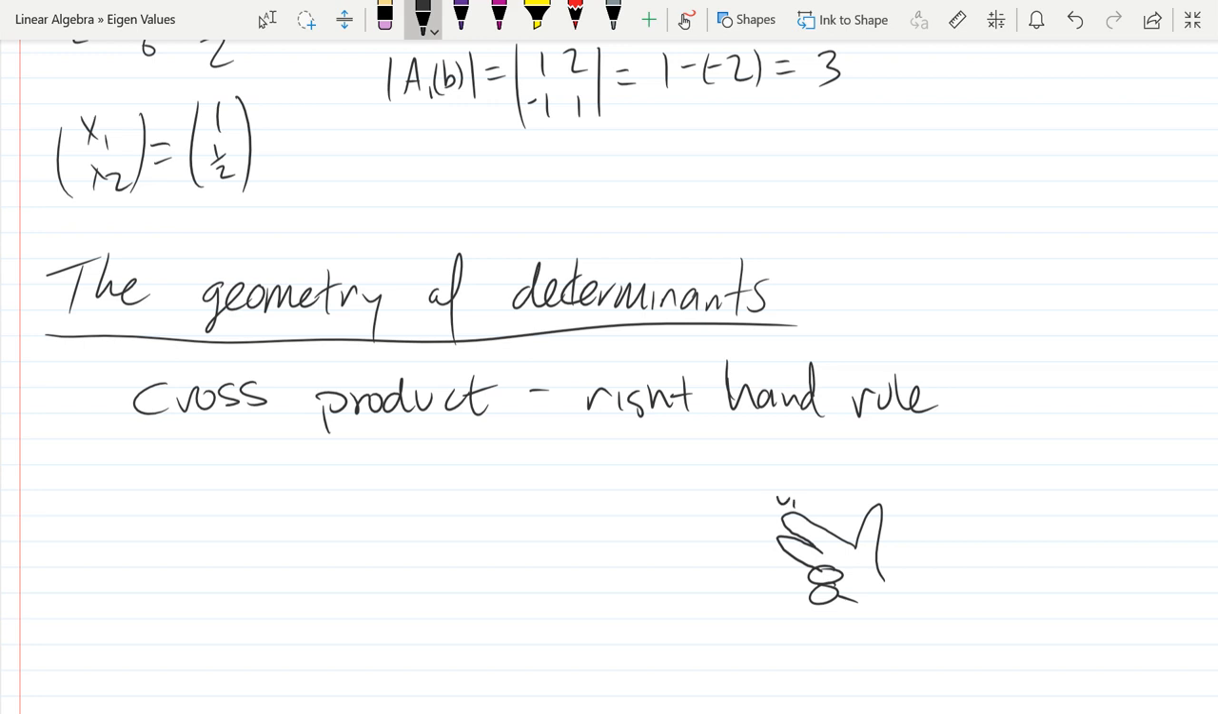Now we're going to label it V1, V2, and then the thumb is V1 cross V2. And the cross product looks just like an X. So that's a very good reason to not use X when you're going to use a cross product, because it's going to look just like a cross product.